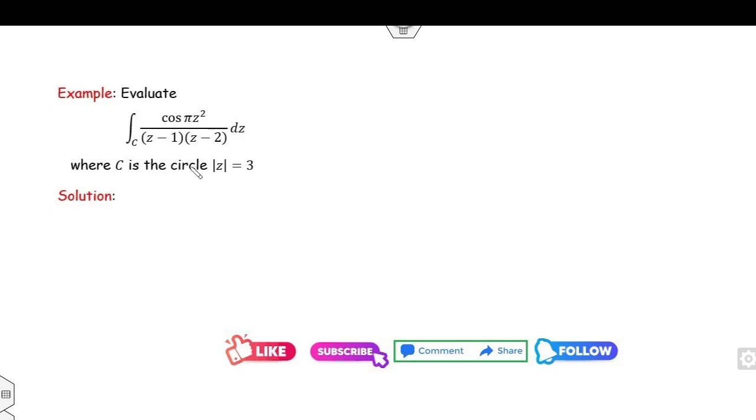Okay, look at this another one. Again, this is the equation of the circle with the center 0, radius 3. Both are poles. Z is equal to 1 and z is equal to 2 are the poles which lie inside the circle.